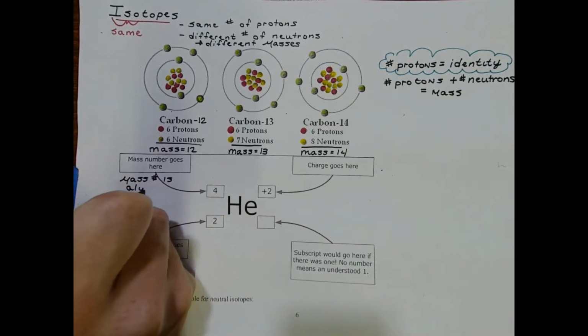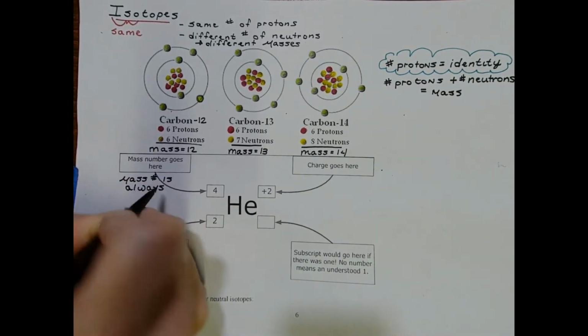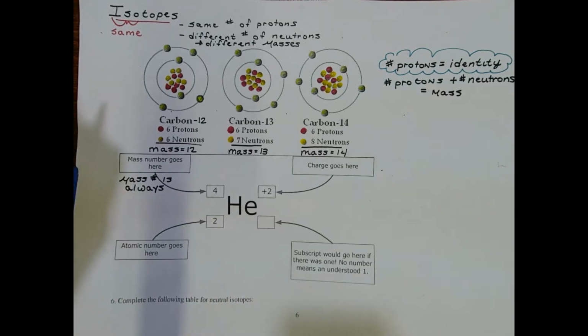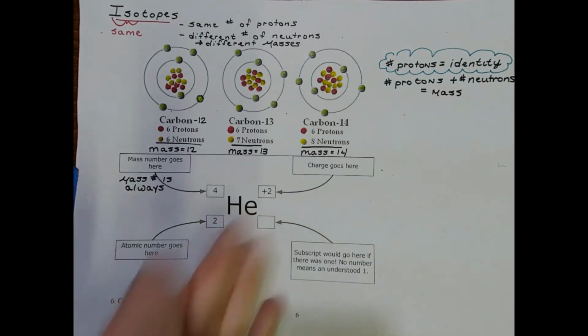It should be, right? Because the mass consists of protons plus neutrons. So it's just going to be the largest value that you're going to see on your elemental symbol.